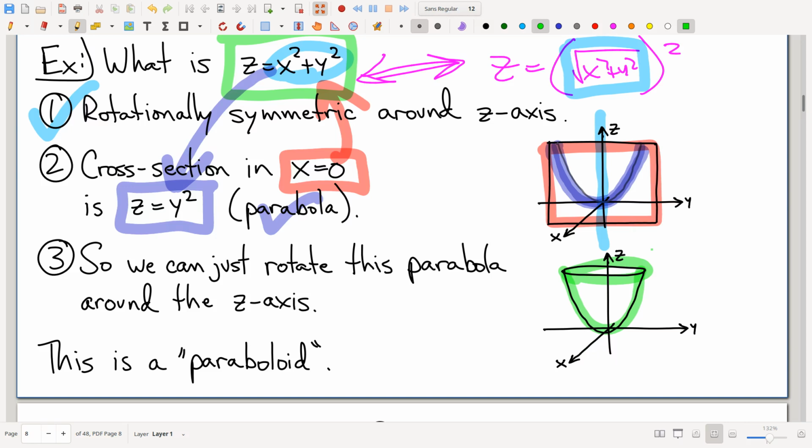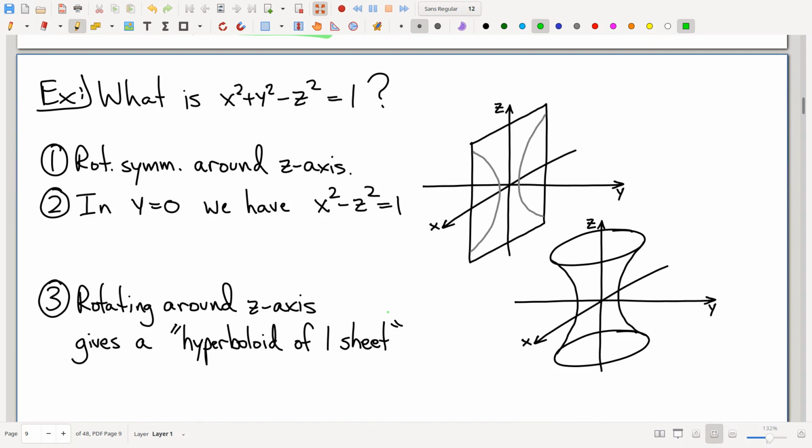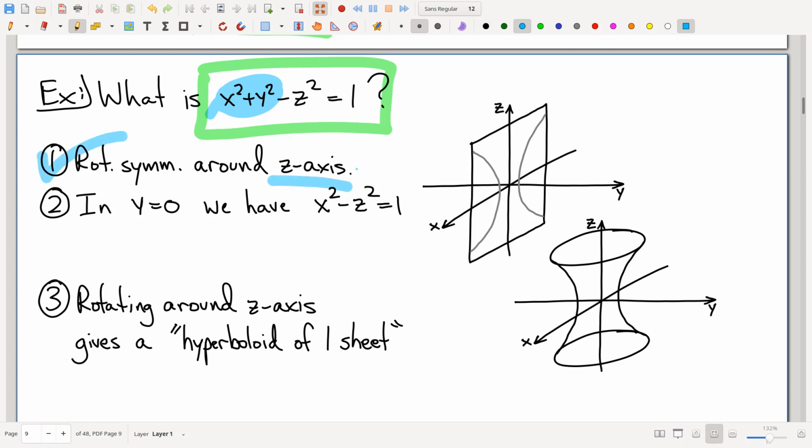So a little terminology, by the way, this is called a paraboloid. It's based on the fact that this is a rotation of a parabola, as we just saw. And so terminology that you just have to know. Okay, next example. What do I do with this equation right here? Well, again, x and y appear only in the special form. That means it's rotationally symmetric around the z-axis.